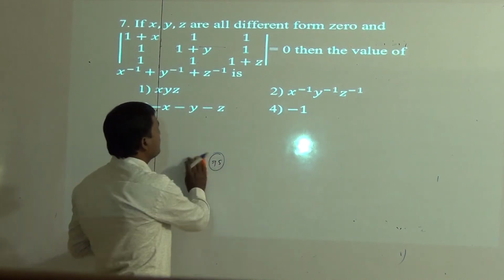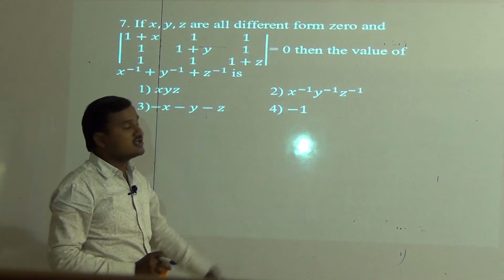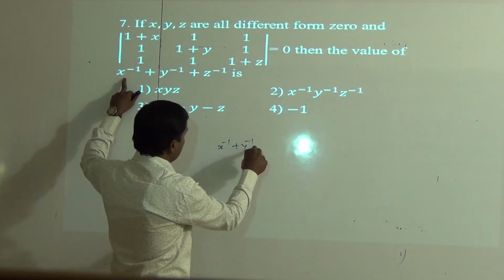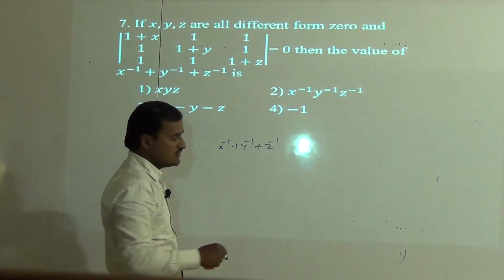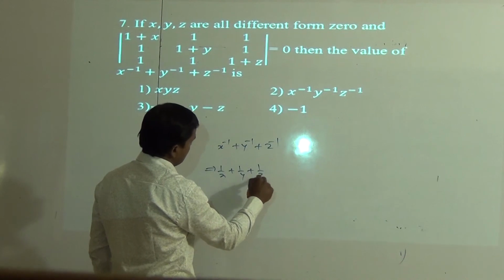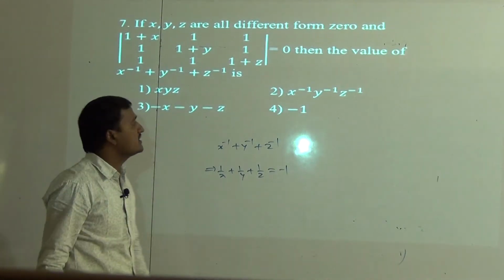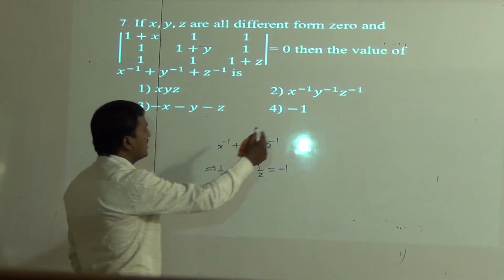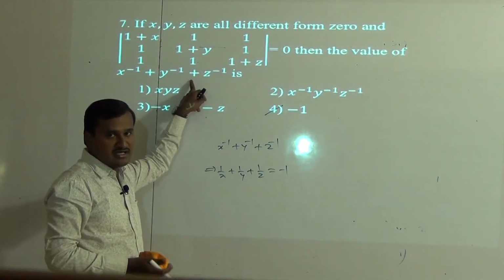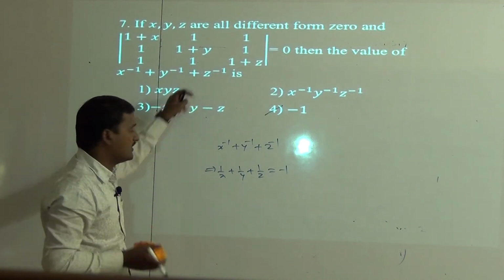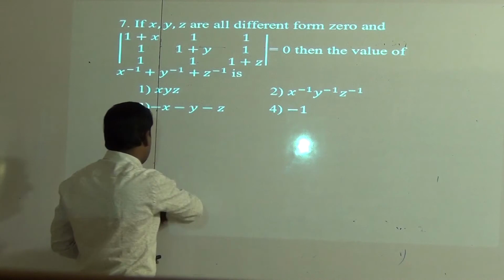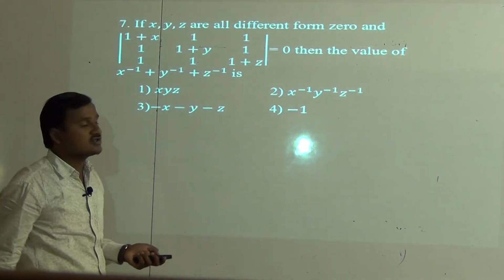So by seeing question number 75, the value of x to the power minus 1, y to the power minus 1 and z to the power minus 1, we will write like this: 1 by x plus 1 by y plus 1 by z. So clearly the value is minus 1. So which option is the right one? The fourth option is the right one. So this question is the same as question number 75, right? So you have to practice this by seeing question number 75. So I will go for the next question, this one.